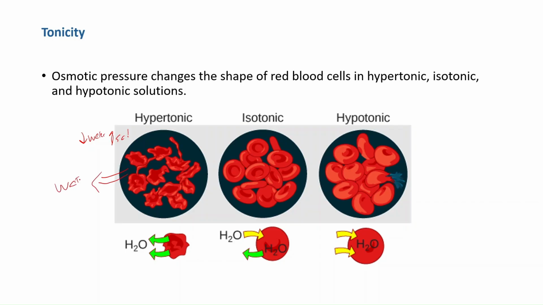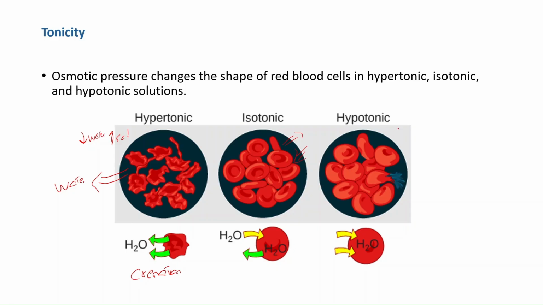Water comes out, the cell shrinks. Eventually, that's called crenation, by the way. And if the cell loses enough water, it will die. In an isotonic solution, you have the same amount of water inside and outside. So yes, water is going to be coming in, but it's going to be coming in and going out at the same rate, so nothing changes.